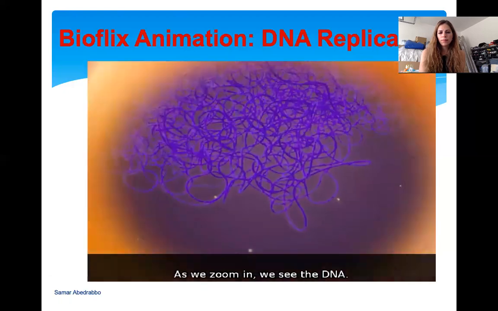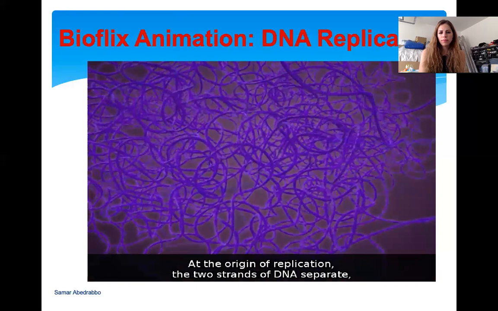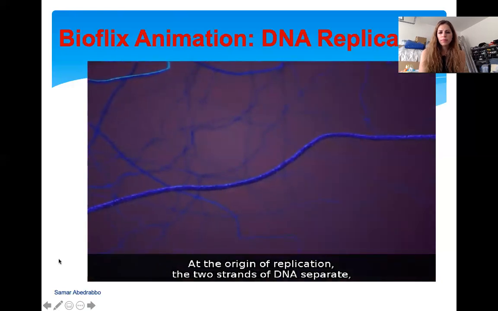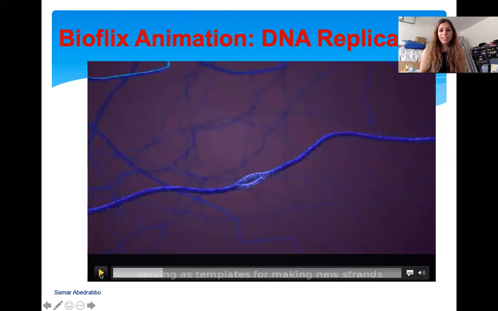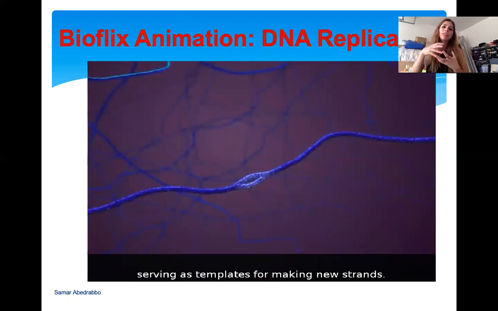As we zoom in, we see the DNA. At the origin of replication, the two strands of DNA separate. So remember, I said the origin of replication is just a fancy word for saying where DNA replication actually starts. And the reason why it's important to know the origin of replication is some researchers, when they're studying how DNA replication happens in a new bacteria that's causing disease, they go and look for the origin of replication.